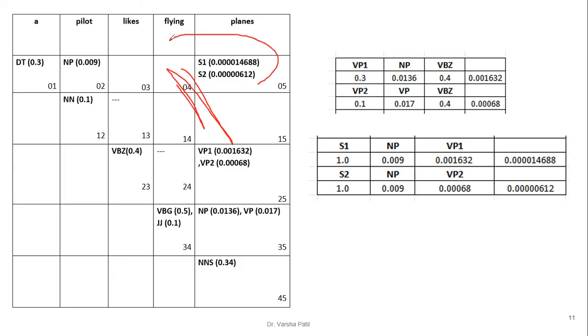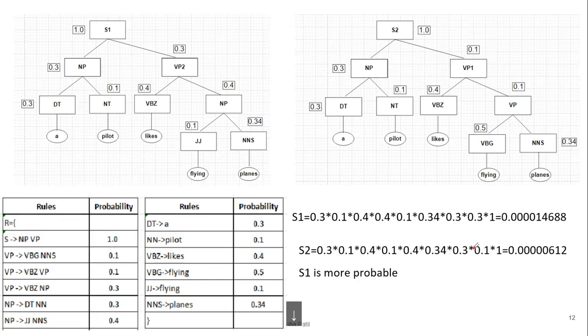After that finally there will be this S1 and S2. So when we check S1 and S2, we can easily find out that this value is greater than this value. So this tree is more probable than the other. So see this diagram very clearly, and how this multiplication can take place. Observe carefully.